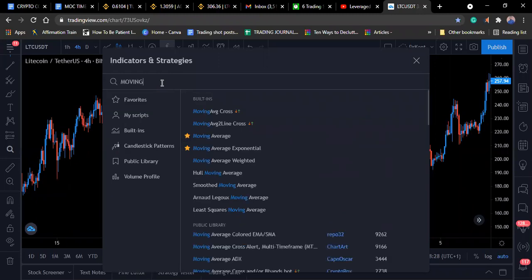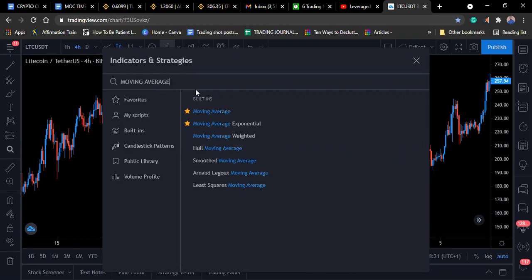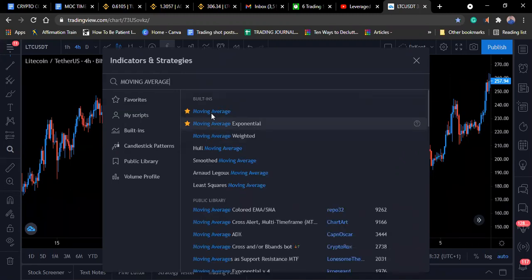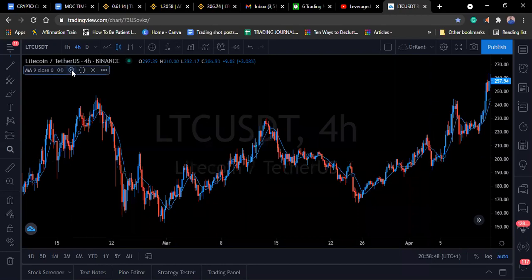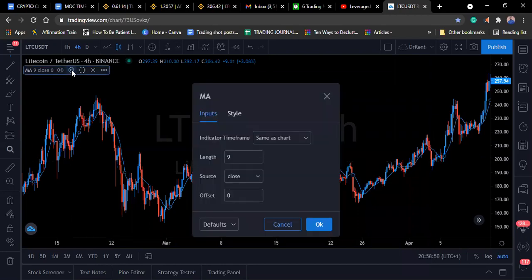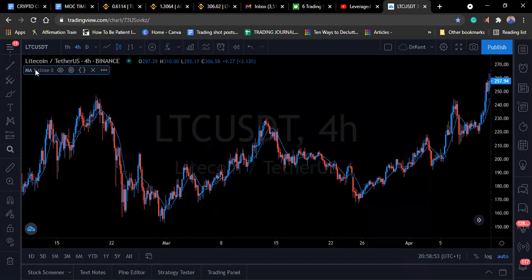There are many of them, so you just pick moving average, not the exponential. Different ones mean different things. They have different calculations. So I picked this one, moving average. Now I want to edit it to fit the strategy that I use. After I picked it, it will show the default one, which is 9, which is this blue line that you see.